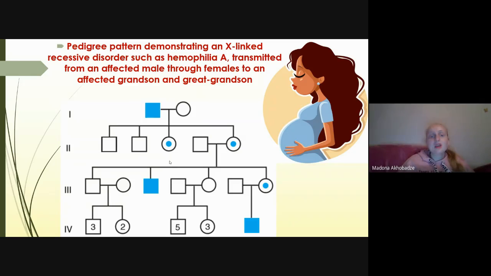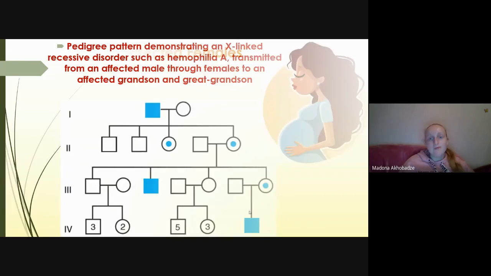Okay, and in this case, one of the sons is affected because the carrier mother gave it through her eggs, and one of the daughters is also a carrier, so she will pass it down to the great grandson in the fourth generation. Okay, that's how it works.